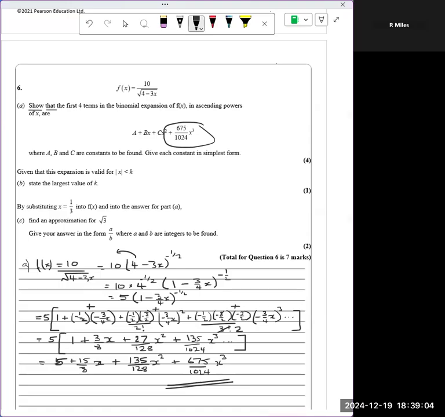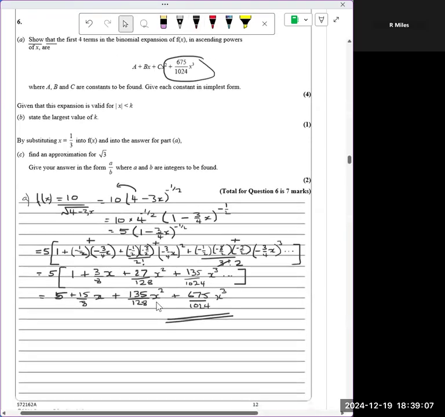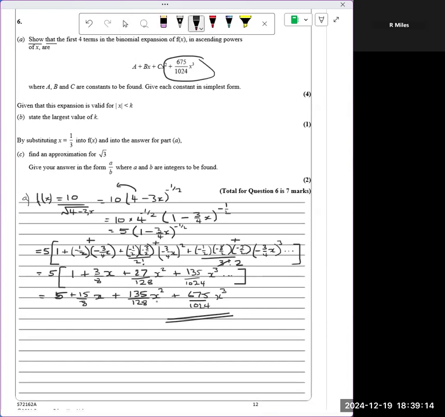Okay. So let's look at the next part. This is to do with the validity. Given that the expansion is valid for mod of x is less than k, state the largest value of k. That's a slightly unusual way to phrase the question. The validity of this expansion is valid for the modulus of 3x is less than 4. Or to put it another way, the modulus of x is less than 4/3. That's the way they normally express it. For some reason, they're asking us to say what k is.